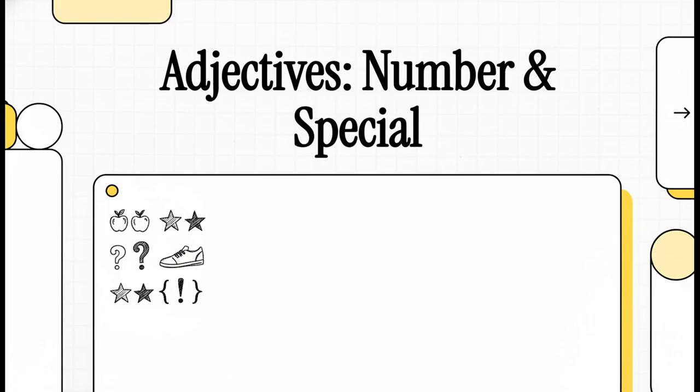Well, a big part of that is done by adjectives. Today, we're going to learn about some very interesting types of adjectives, focusing on those that deal with numbers and a few other special kinds that will make your English even better.